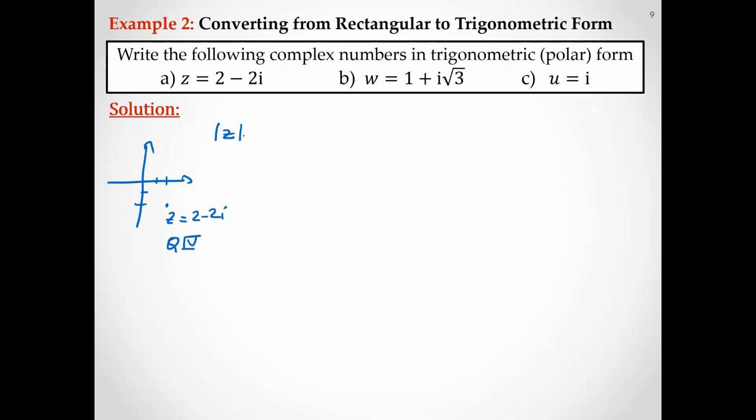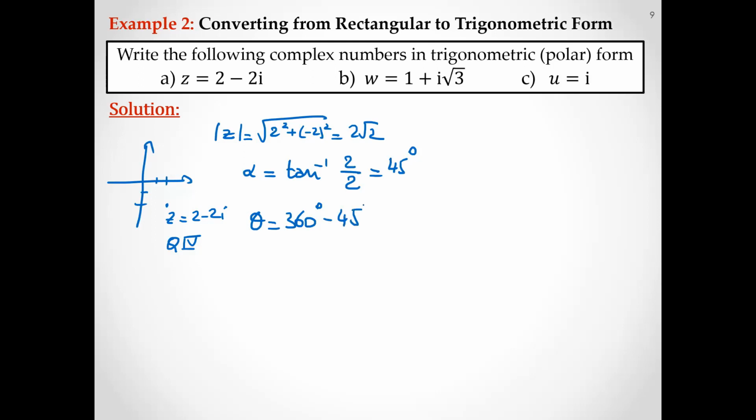So the modulus will be root of 2 squared plus (-2) squared. It's 2 root 2. The reference angle is tan inverse of 2 over 2. It's 45 degrees. The angle theta is 360 degrees minus 45, 315 degrees. So the complex number in polar form will be 2 root 2 CIS 315 degrees. Is it clear?